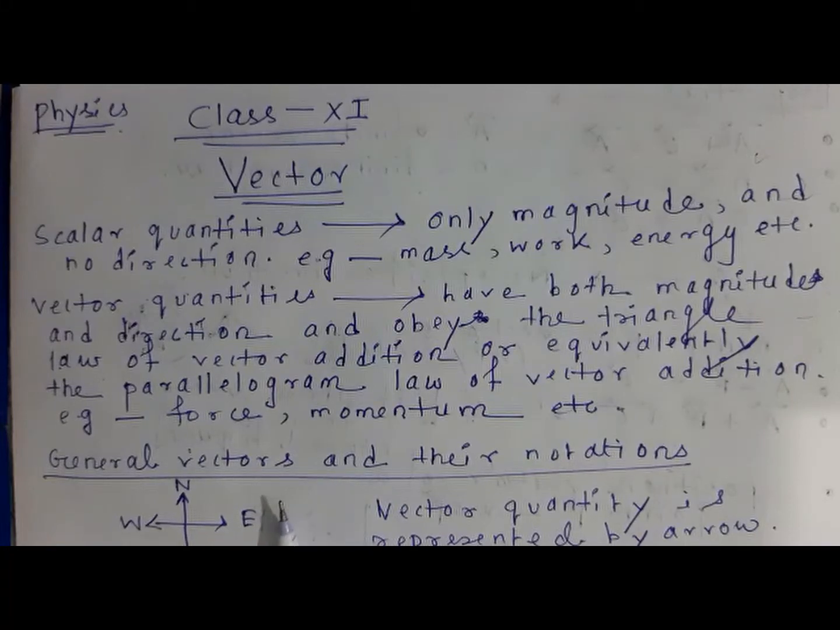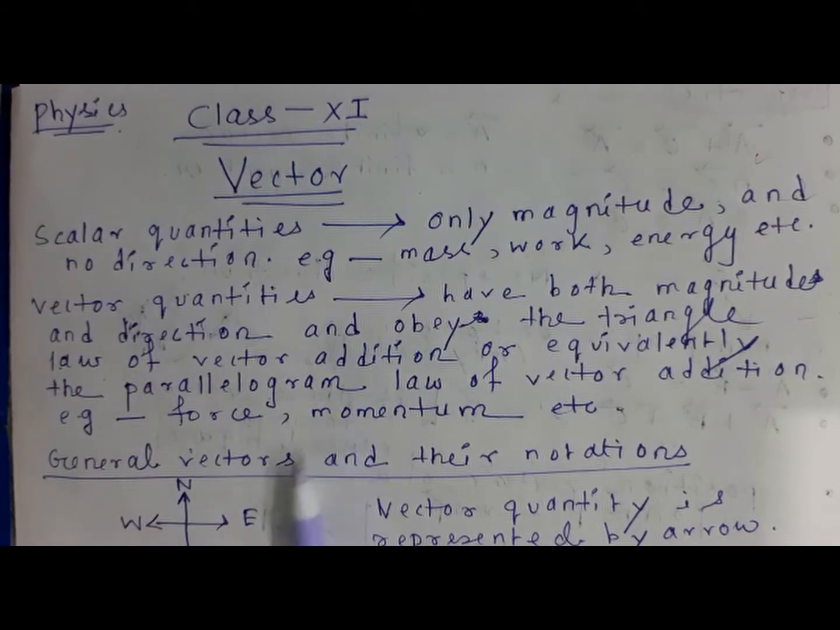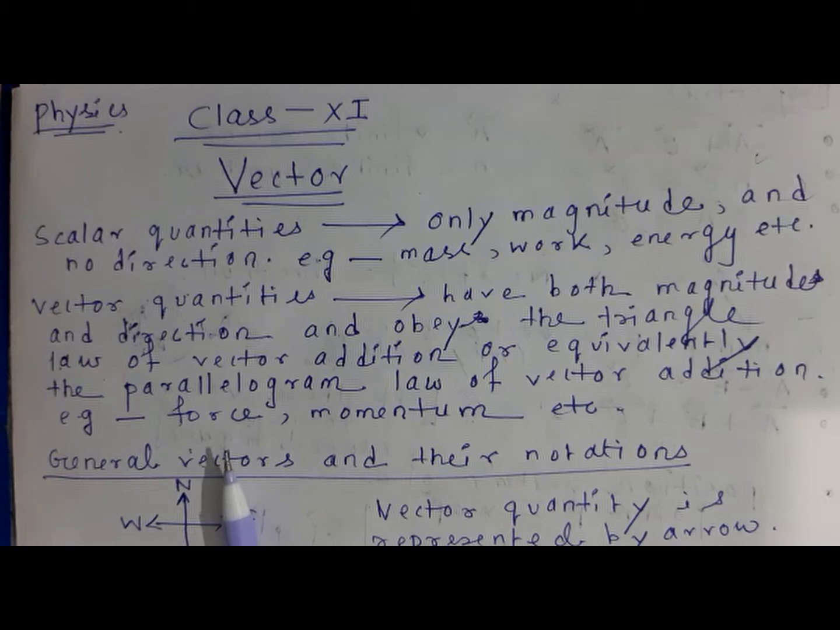Okay, so the topic is vector. Now, before starting this topic, you have to know that there are two physical quantities, that is scalar quantity and the vector quantity. Now, what are scalar quantities? They have only magnitude and no direction. We know this, and examples are mass, work, energy. There are even more examples like power, pressure, density, volume, etc.